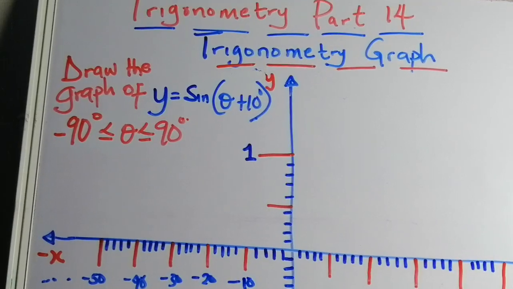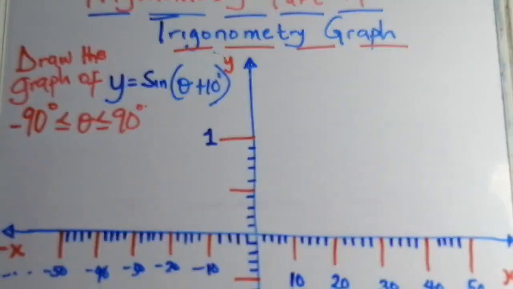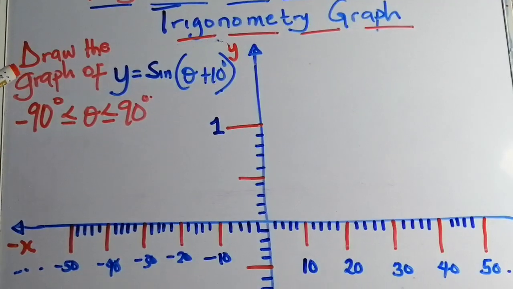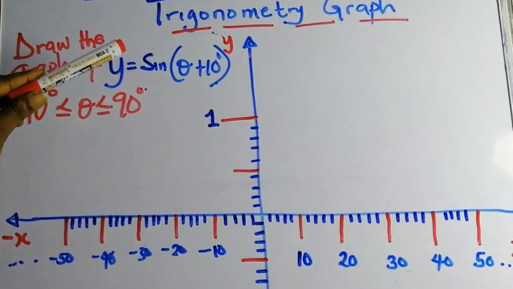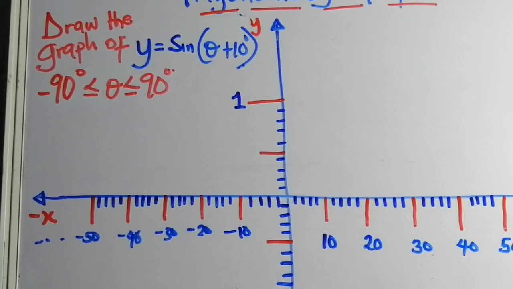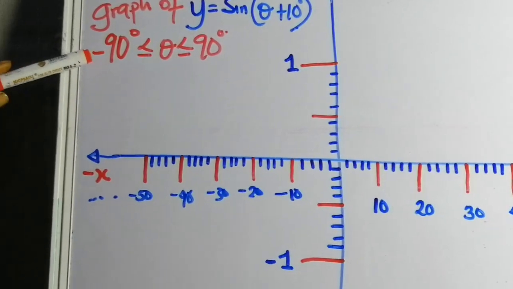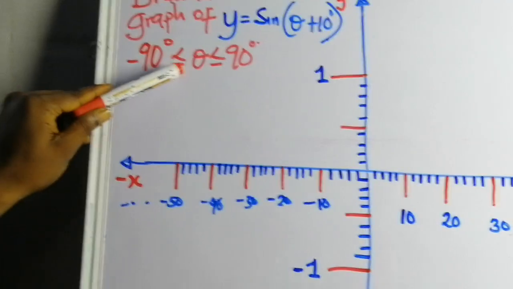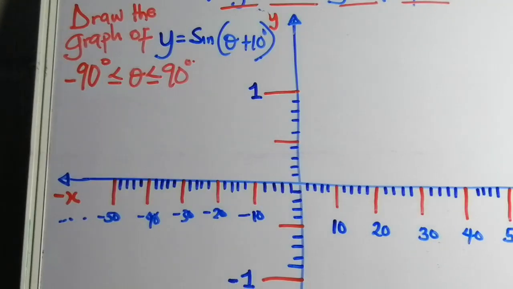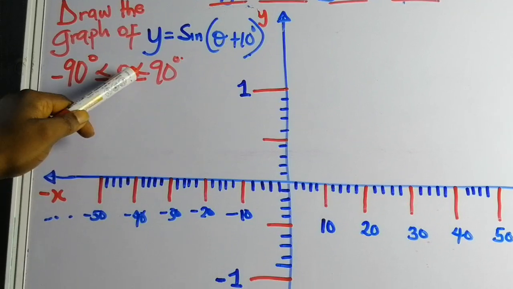We're doing this in the next 30 or 12 minutes so that you can understand what we mean generally by a trigonometric graph. Now look at this very well. We want to draw the graph of y equals sine theta plus 10 degree. I've given something related to this as part of the question, so pay attention. The value of theta ranges from minus 90 degree less than or equal to theta less than or equal to 90 degree. That is, you can pick your value of theta within this range. I've told you before, this is an inequality sign, less than or equal to.